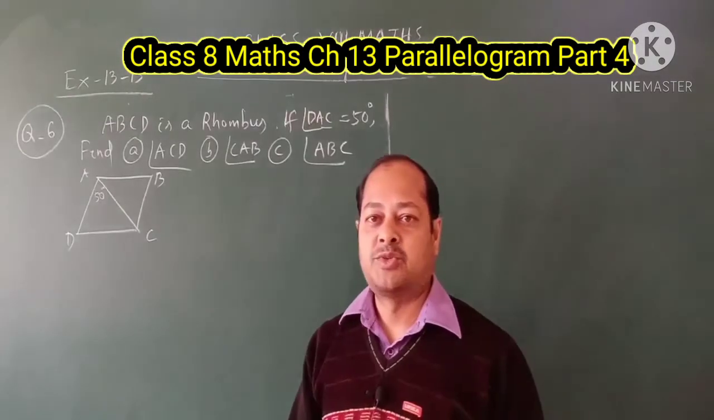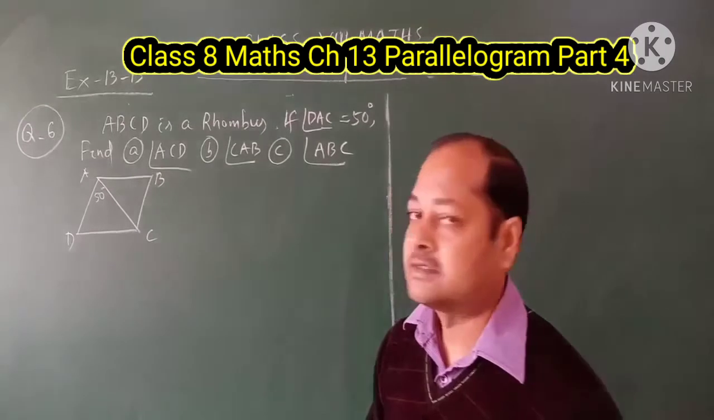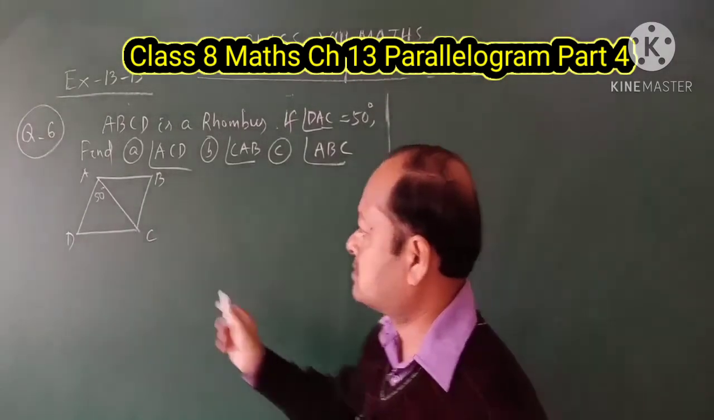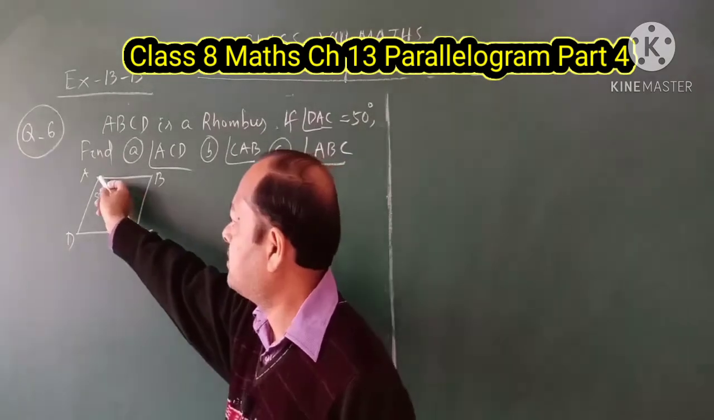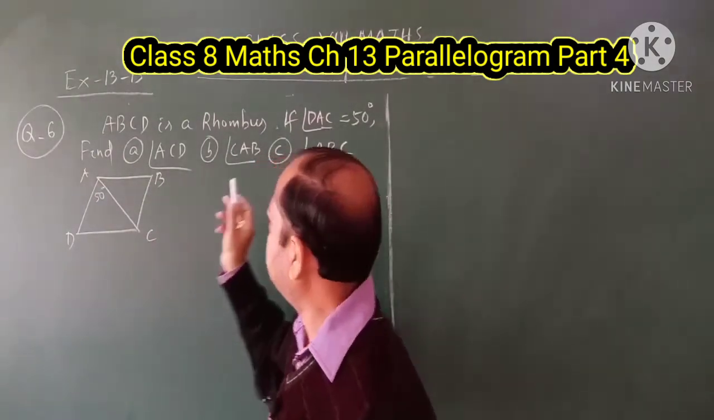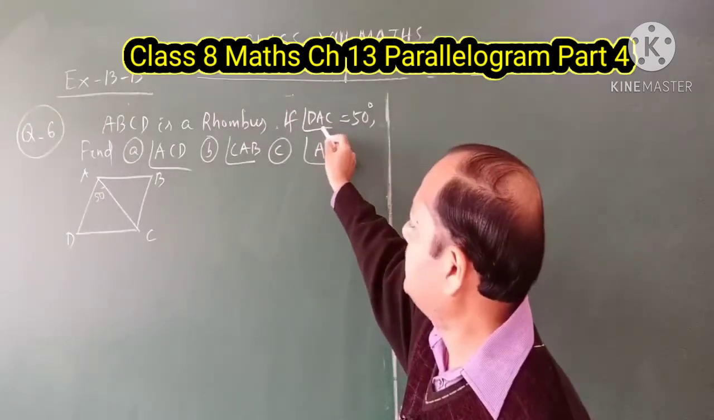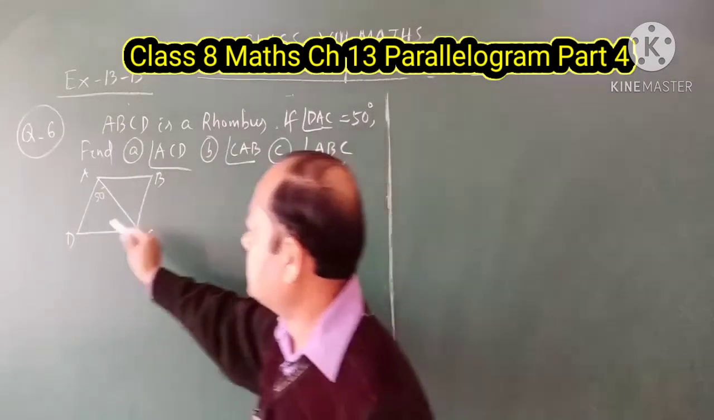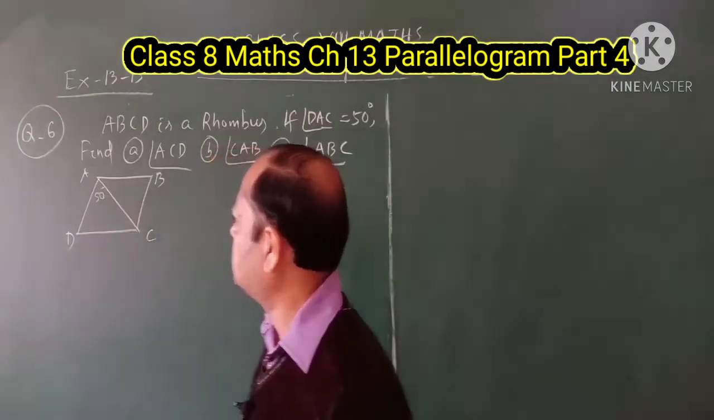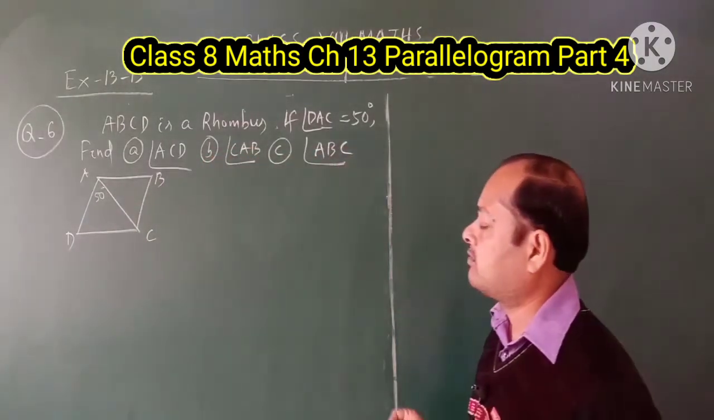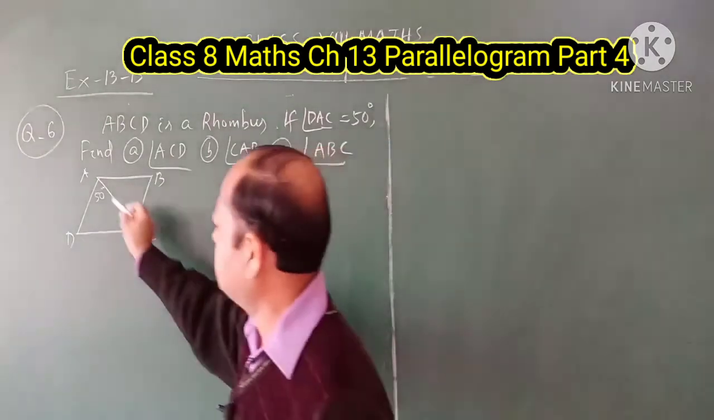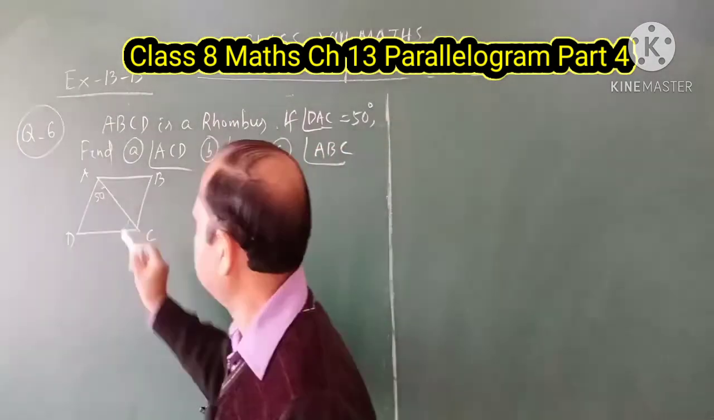Okay, now students, look at question number 6. Question number 6 says that ABCD is a rhombus. In the book the diagram is given, ABCD is a rhombus, and here it is given angle DAC equal to 50 degree. This is DAC, this angle is given, that is 50 degree. And what we have to find out? We have to find out the angle ACD, this angle.